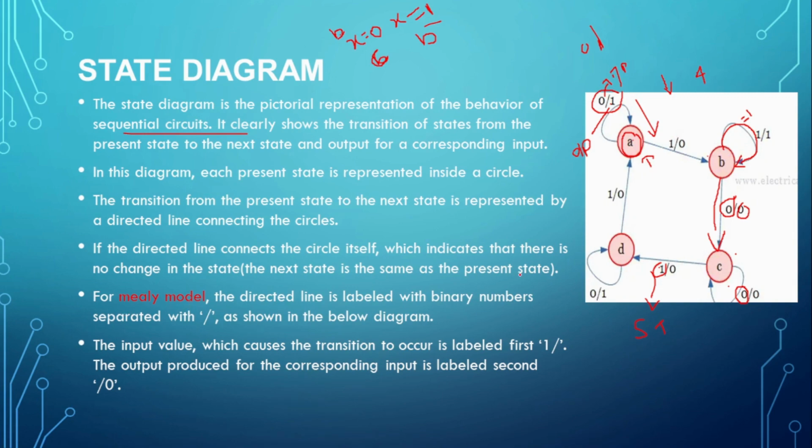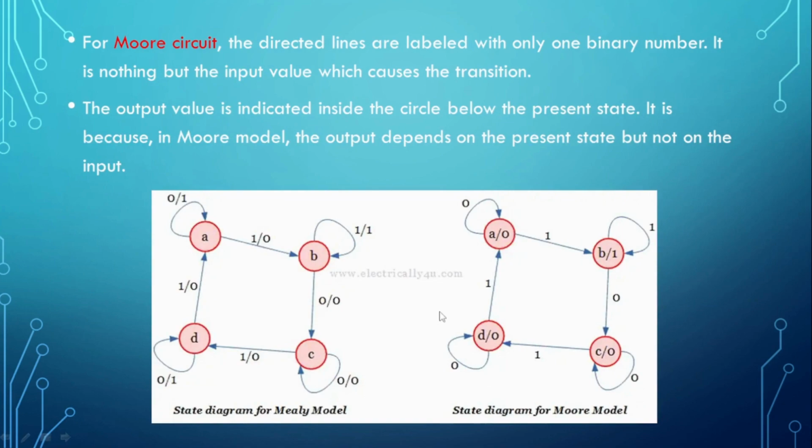For the Mealy model, the state diagram is represented like this. For the Moore model, the state diagram is represented like this. In the Mealy model, this is the input and this is the output. This is the present state, and this is the next state of A when input is given as 1. When input is given as 0, the next state of A is A itself, because the curve is mentioned on A itself.